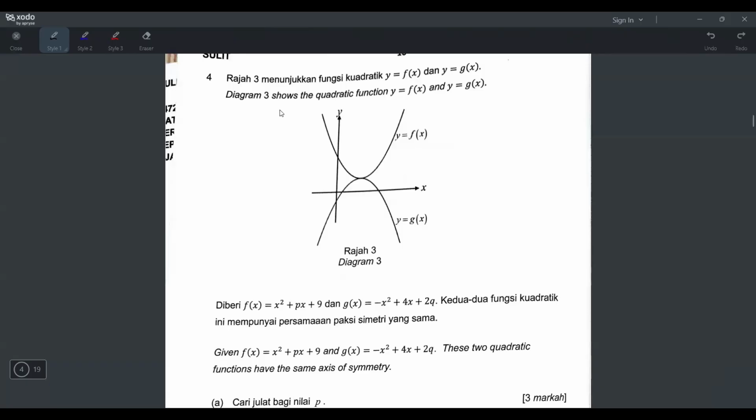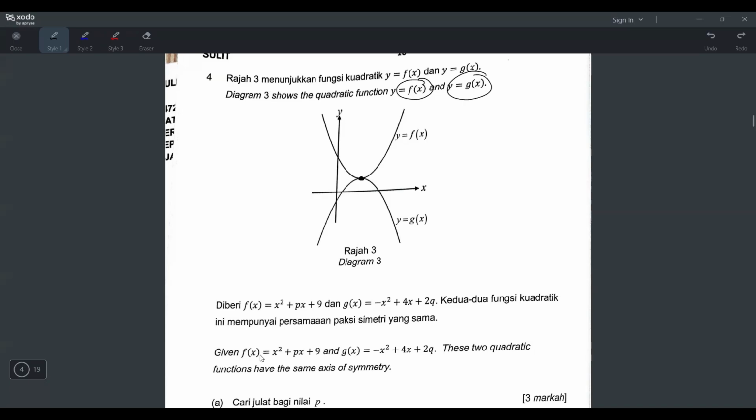Okay, let's do number 4. This is a quadratic question. Diagram 3 shows the quadratic functions y equals f(x), y equals g(x). There are two graphs, and we can see that they have the same turning point. Do you agree? Yes, because they have the same axis of symmetry and the same minimum value, same maximum value for this curve, right? So the turning point will be exactly the same for these two curves.